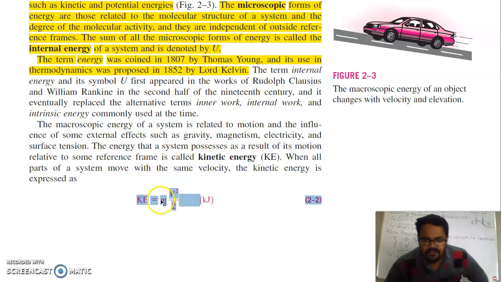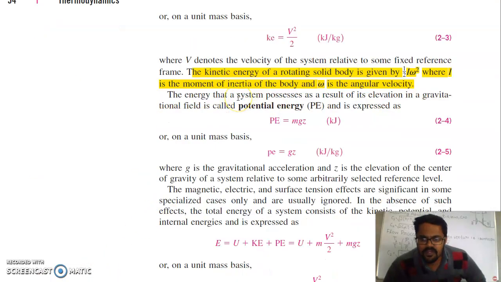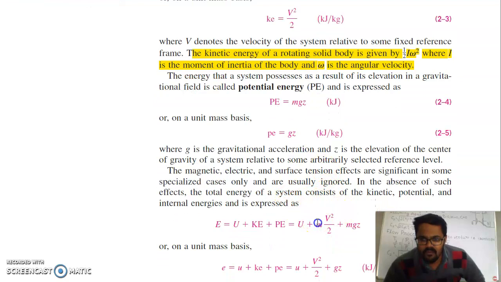You can find the macroscopic energy in this way. Now if an object is present at some elevation, the energy that the system possesses as a result of elevation in a gravitational field is called potential energy, and this is equal to mgh. If you take unit mass, potential energy depends on gh. So we have two types of energy: one is kinetic energy, second is potential energy.